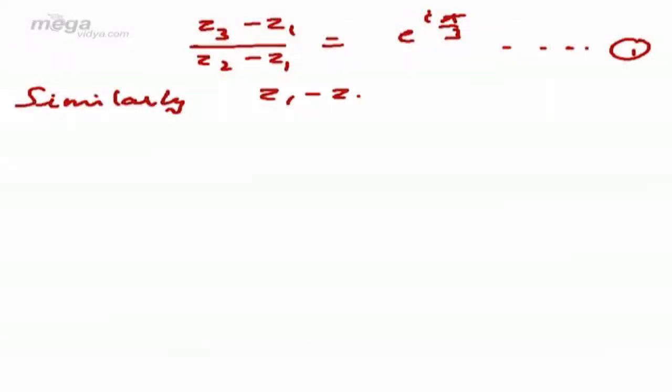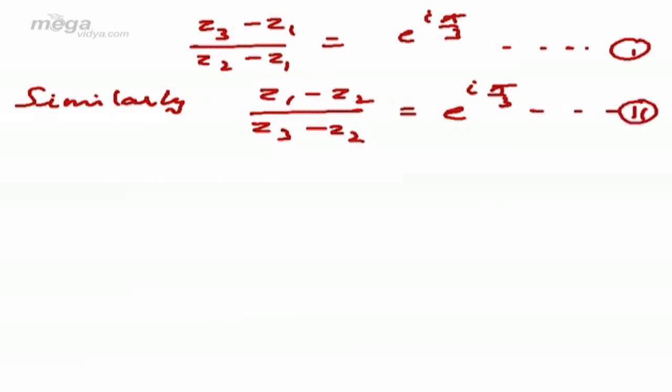So Z3 minus Z1 divided by Z2 minus Z1 is equal to e to the power i pi by 3. This is equation 1. Similarly, Z1 minus Z2 divided by Z3 minus Z2 is equal to e to the power i pi by 3. This is equation number 2. So we can equate equation number 1 and 2.